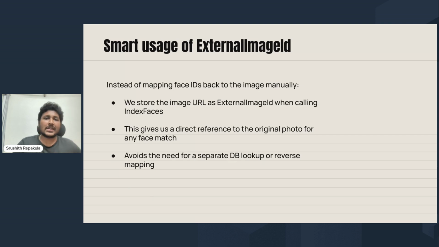So whenever the indexing happens, at that time we pass this external image ID, which holds the original image URL. Essentially, instead of an image-to-face-ID mapping, we now have a face ID to original image mapping available. So whenever we get the face ID, we know all the images where this face ID is present, in the search API itself. This helped us avoid a separate DB lookup or reverse mapping, improving the performance of our search and reducing the number of API calls we make to the database.